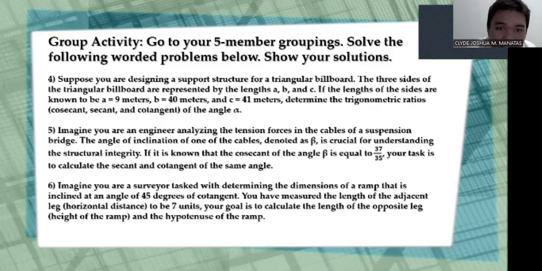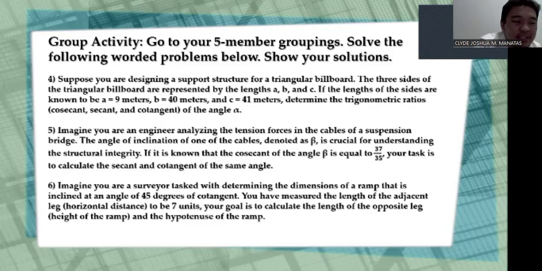Imagine you are an engineer analyzing the tension forces in the cables of a suspension bridge. The angle of inclination of one of the cables, denoted as beta, is crucial for understanding the structural integrity. If it is known that the cosecant of the angle beta is equal to 37 over 35, your task is to calculate the secant and cotangent of the same angle.